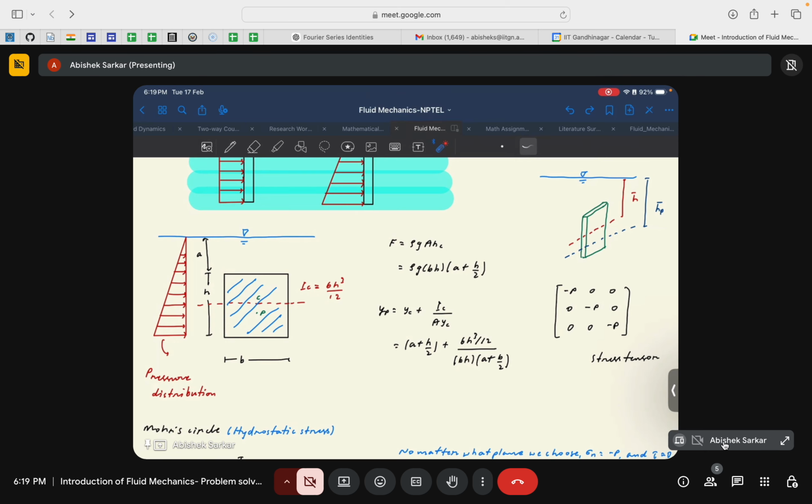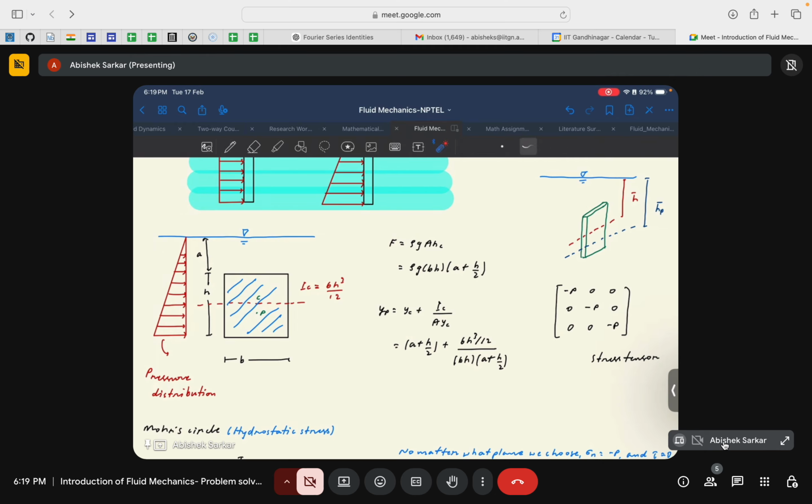So from that you get Ic is b h cube by 12, the area moment of inertia for a rectangular plate. A is again b h, and yc is a plus h by 2. I'm sorry, to correct it, the centroid distance is a plus h by 2. So this is how you find the center of pressure, and the net force will act through this point.